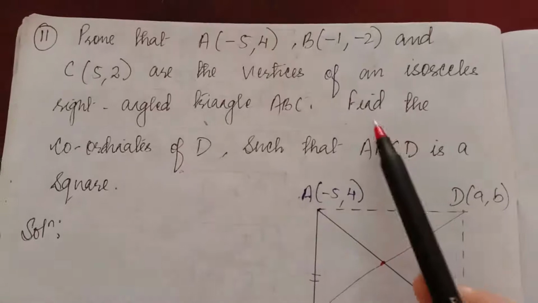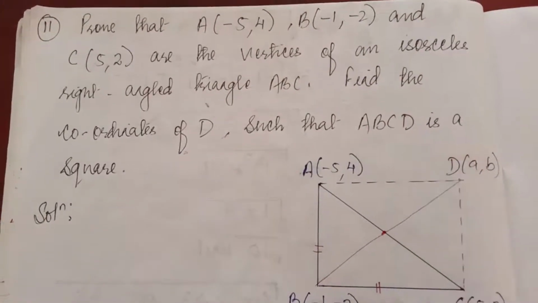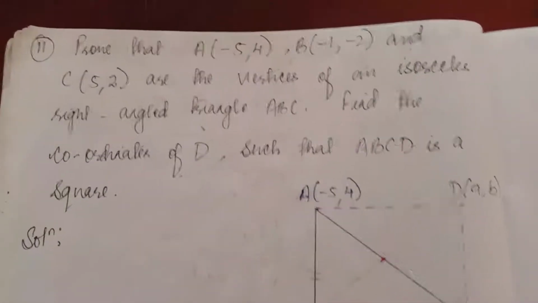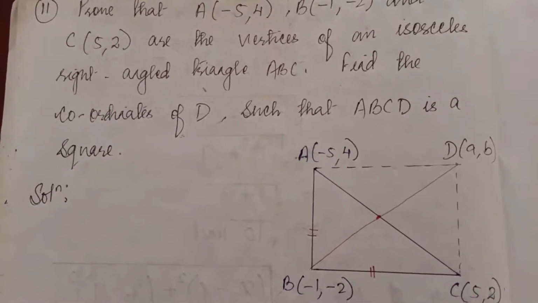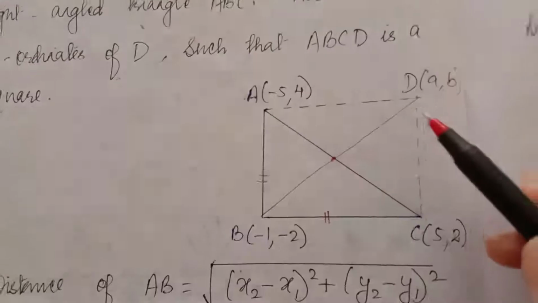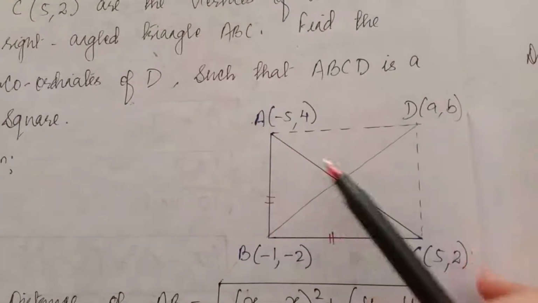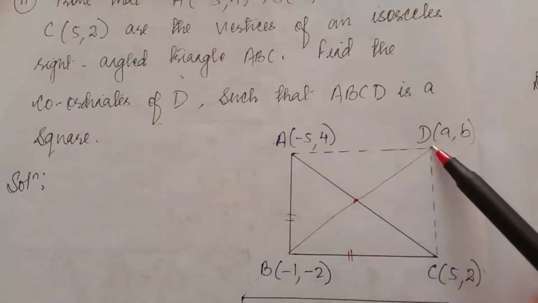And the second part of the question is: find the coordinate of D such that ABCD is a square. You know how a square looks, right? A quadrilateral whose all sides are equal and whose each angle is 90 degrees is called a square. So D is a point such that ABCD forms a square. This is a right angle triangle, so D will be here. You have to find the coordinate of D.